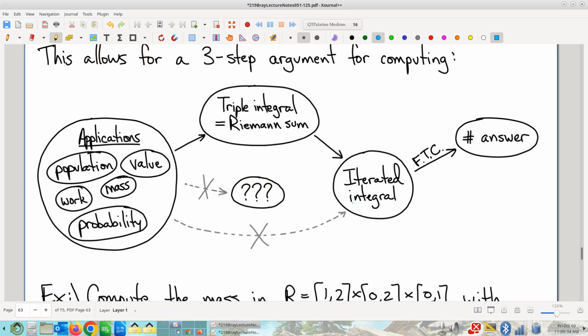So our 3-step process. 1, whatever your application is, write it as a triple integral. 2, rewrite that as an iterated integral. 3, plug and chug. Cool. Let's do one.